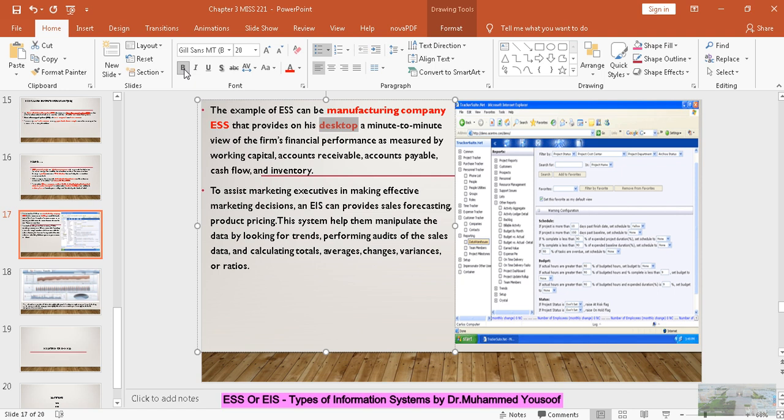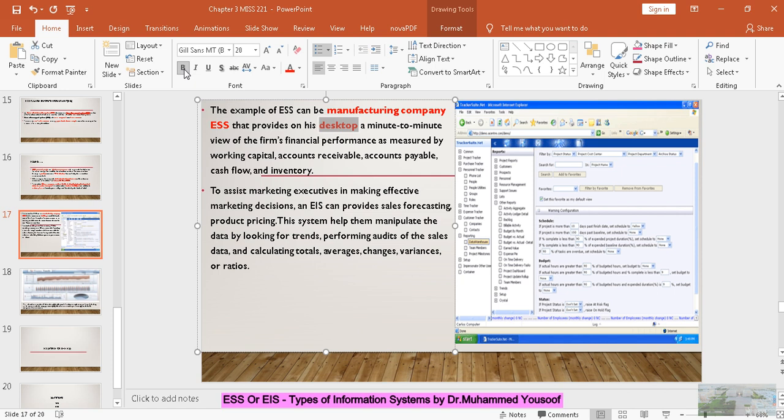So this is the idea applied here. You are actually going to have a live view of the financial position of your company by considering the 5 factors that are very important for the financial health of your organization. Number 1 is working capital. Number 2 is accounts receivable. Number 3 is accounts payable. Number 4 is cash flow. And number 5 is inventory.